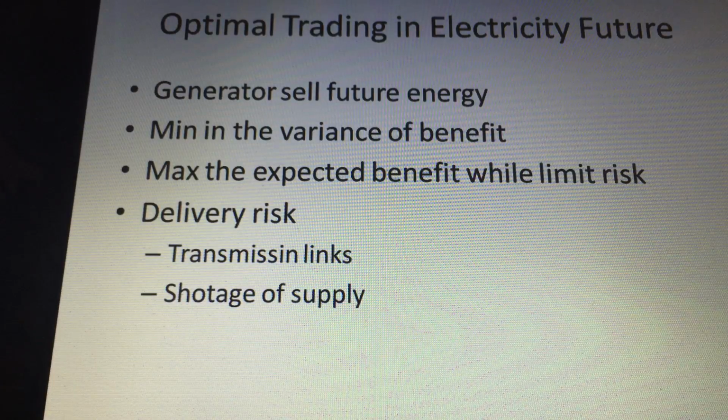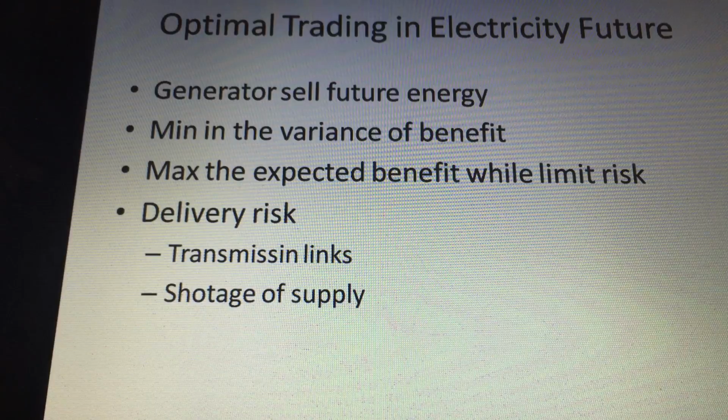Now we go to the second case. This one is called optimal trading in electricity futures markets. The problem is that we have generators. We decide to sell the future energy production in advance, and find the markets with minimum variance of benefits. During the trading, we have some risks, like the transmission links and the shortage of supplies.